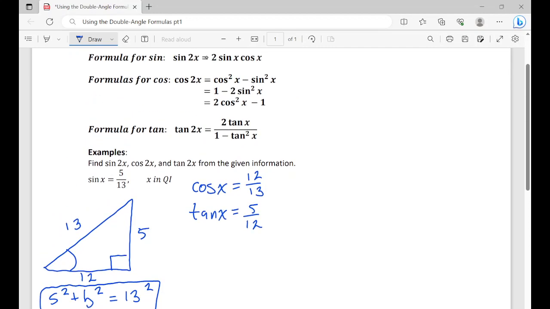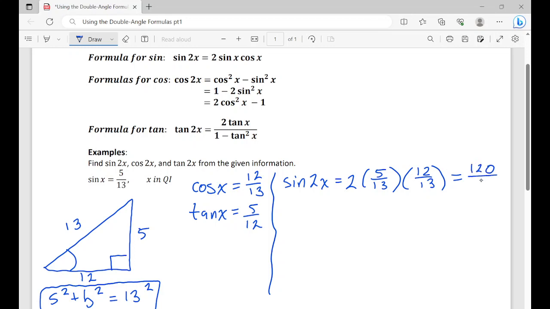So let's find sine 2x. Well, sine 2x is just 2 times sine times cosine. So 2 times sine, 5 over 13, times cosine, 12 over 13. And when I work that out, I'm going to end up getting 120 over 169. And that is sine 2x.